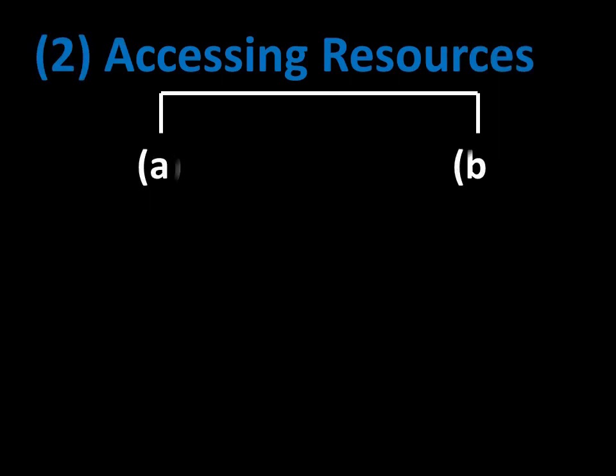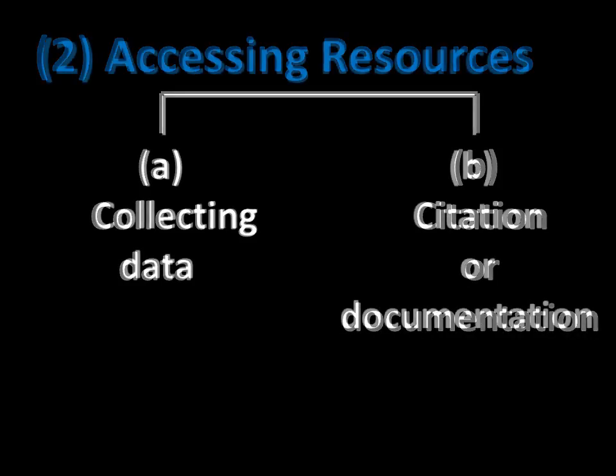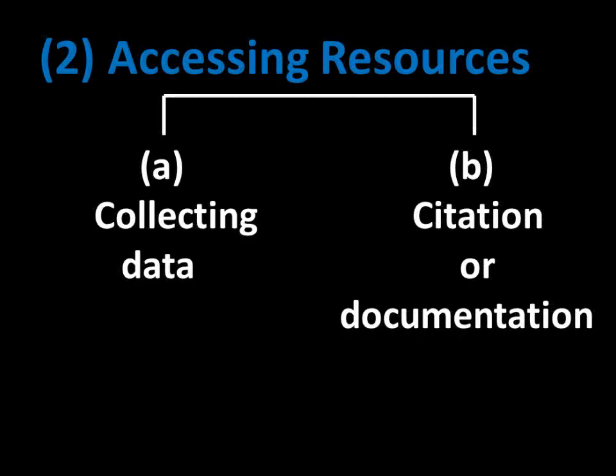The next step in doing your research is accessing resources. Accessing resources includes A. Collecting data, and B. Citation or documentation. And we are going to explain every one individually.